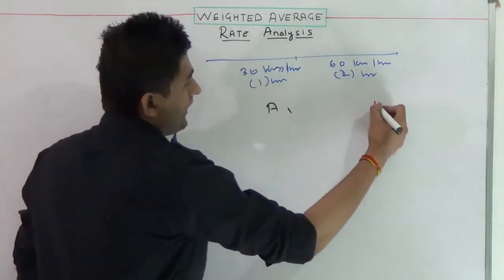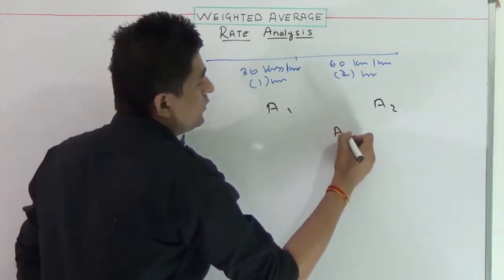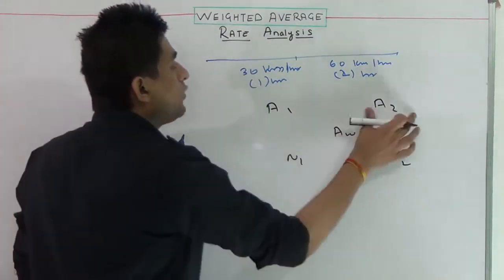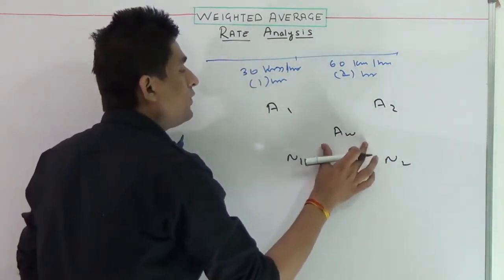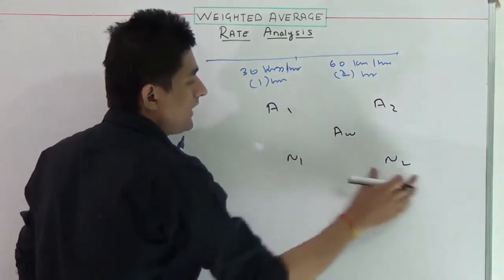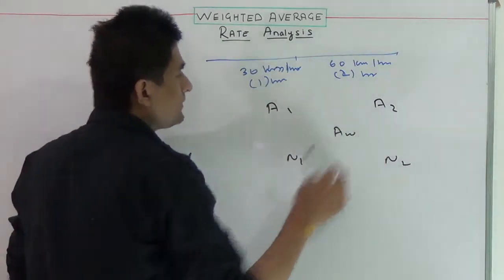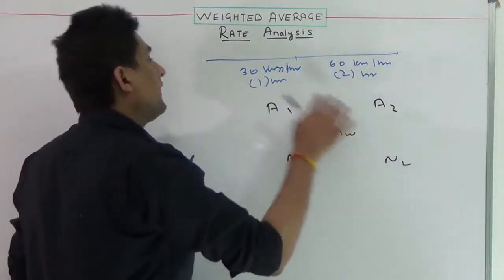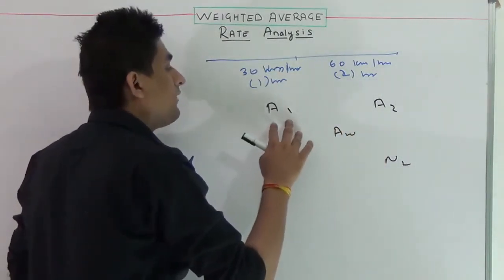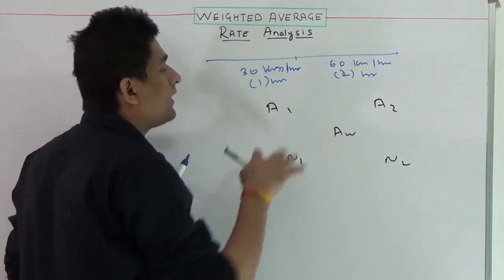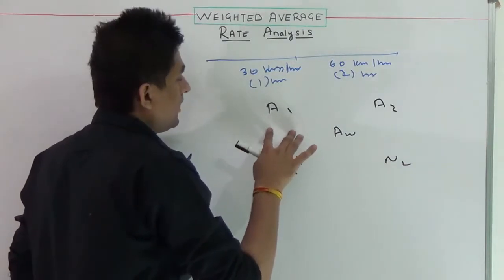In the alligation, I write A1 here, A2 here, AW here, N1 here, and N2 here. Where A1 and A2 represent the averages and AW is the weighted average, and N1 and N2 are the total number of observations of each group. From here it is clear that I can say A1 to be the value of rate also. If I have the value of rate, I can also put it here and term it an average.